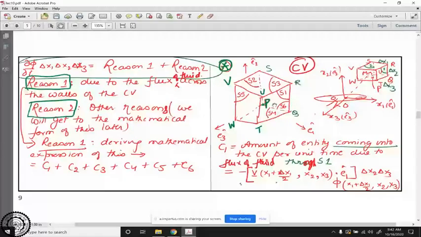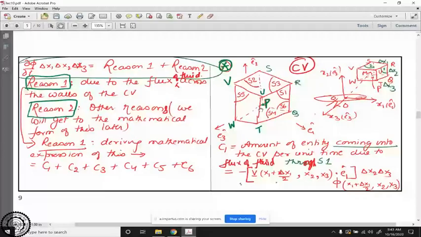Okay, so S1 is the surface which has outward unit normal along E1, and similarly S2 is the surface which has outward normal along minus E1. And then 3 and 4, I am trying to highlight those 2 surfaces which have outward normal along plus E2 and minus E2. Okay, 3 and 4. And finally, 5 and 6 are the surfaces which have outward normal along plus E3 and minus E3. So these are my 6 surfaces.